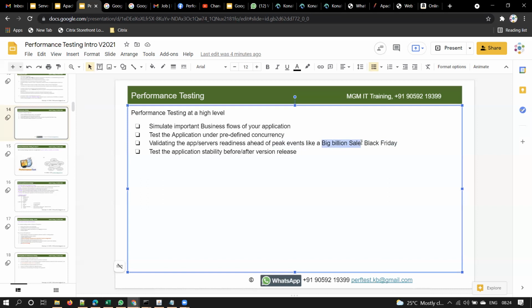Yes or no? You remember, a few years back, when there was a Big Billion Sale, Flipkart or Amazon crashed. Their servers crashed. Do you remember that? Yes. And there is huge loss for their business. The application was down for only a few hours, but still there are crores of loss for the company, because all the business will see.